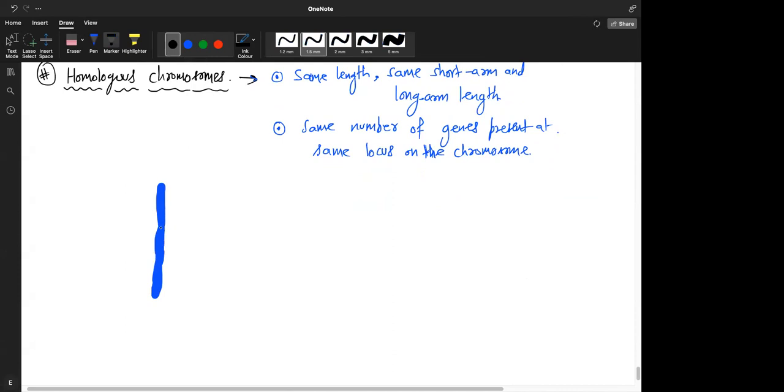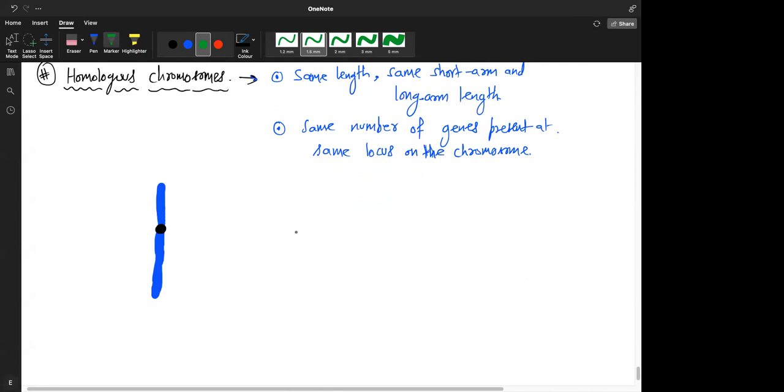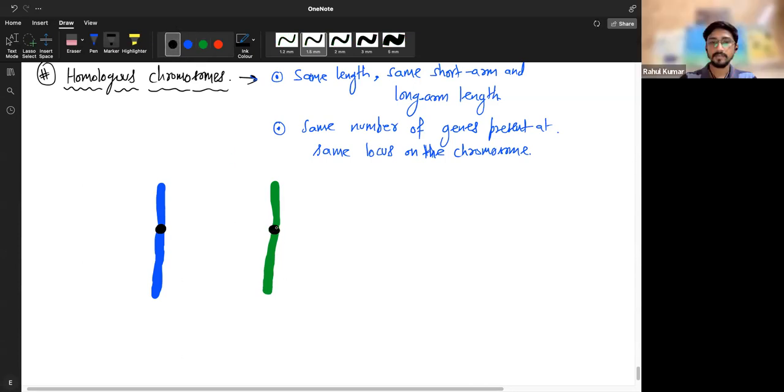Let's say this is one chromosome. So we can take one red. We can take one green. I'll use red for something else. And this is another chromosome. Now, basically, they are the same chromosomes. I'm just color coding it to tell you the difference. Now, in both the chromosomes, let me first mark things.